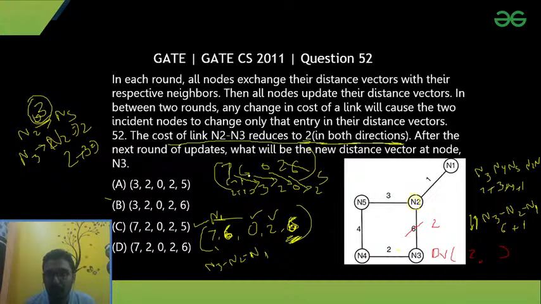So this is the new distance vector. 7 will be replaced with 3, 6 will be replaced with 2, 0 will be 0, 2 will be 2, and 6 will be replaced with 5. So 3, 2, 0, 2, 5. So A is the correct answer.